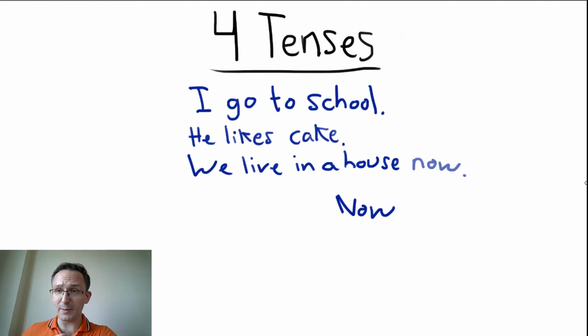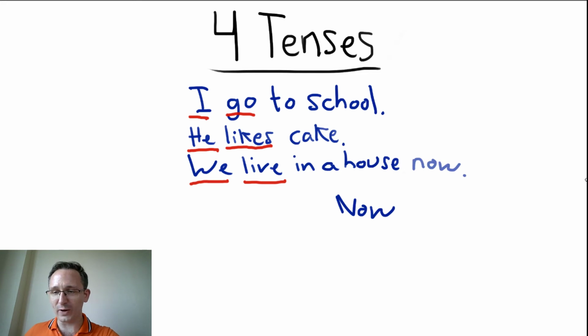So if we look at some examples here, you'll see subject plus verb 1. I is the subject. Go is the verb, verb 1. We is the subject. Live is the verb, verb 1. He is the subject. Like, well, we put an S here. He likes cake. If you want to learn more about why we add an S, let me know and I will make another video on that another time.